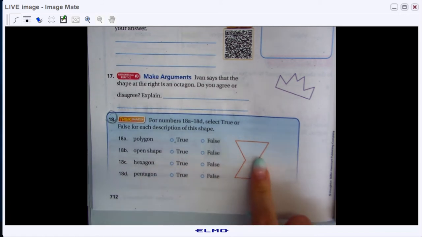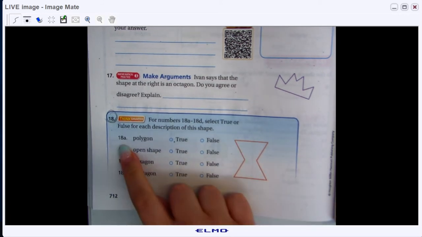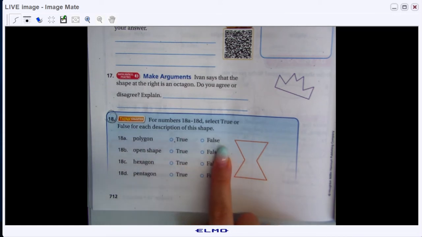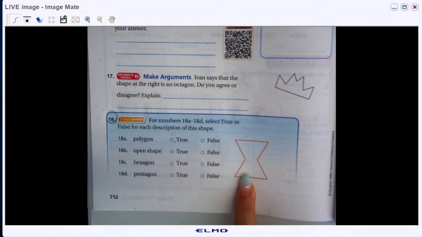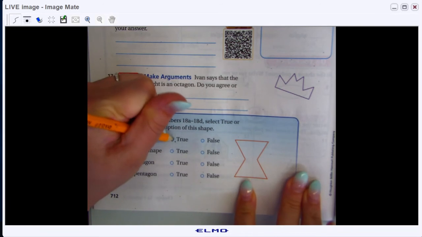All right, let's take a look at this picture. 18a, is this a polygon, true or false? Well, we just talked about polygons as being a closed shape, which is made up of line segments. This is closed and made up of line segments. So yes, this is a polygon, true.